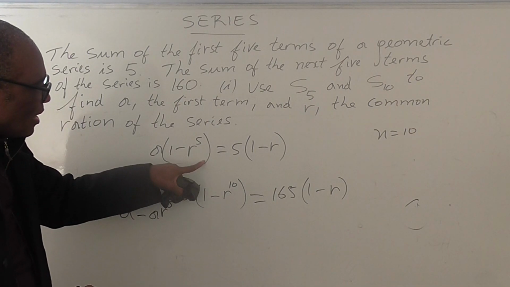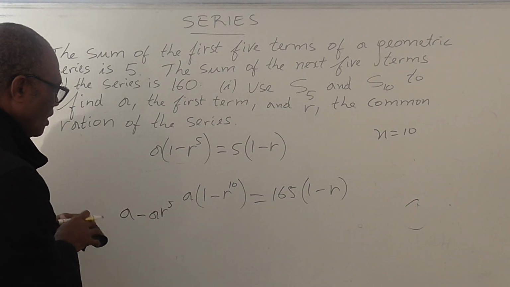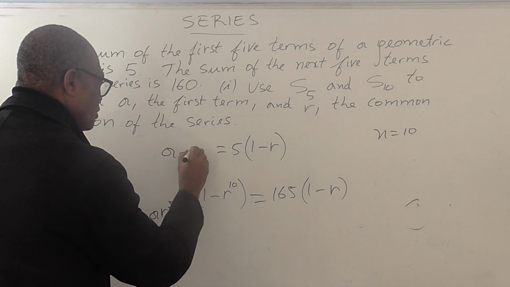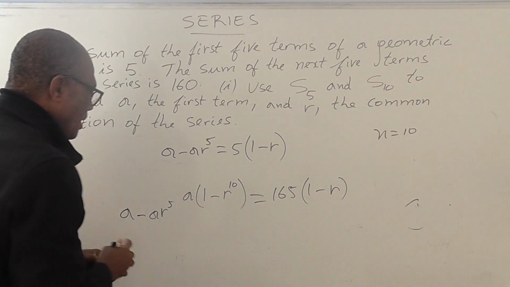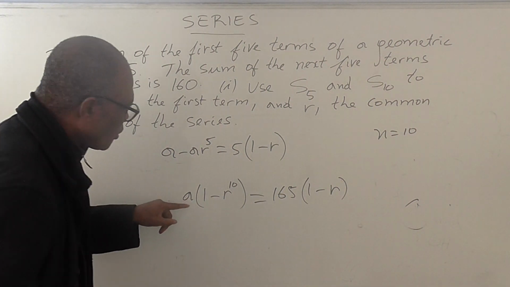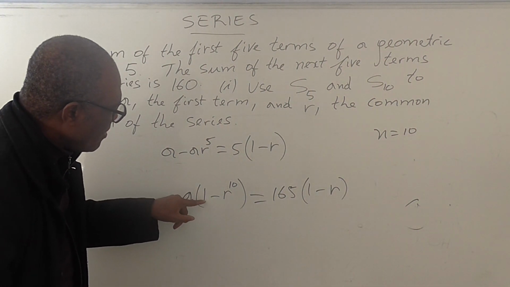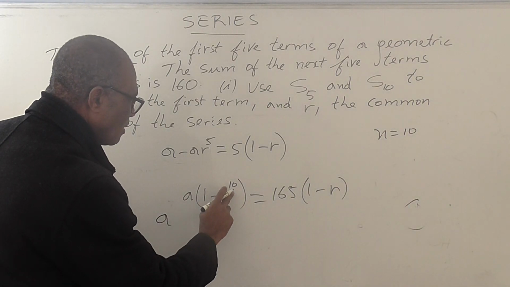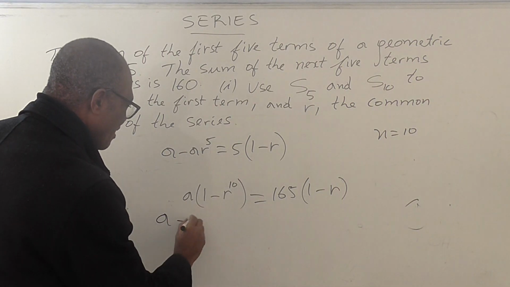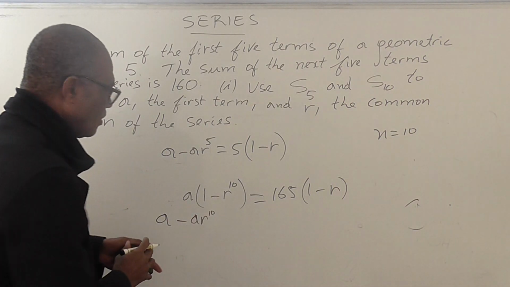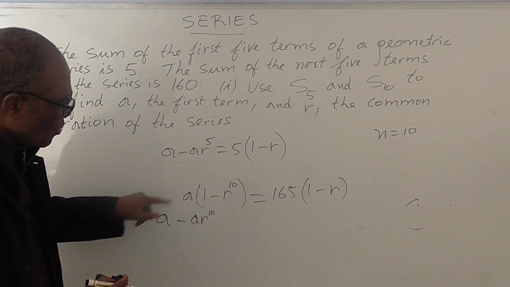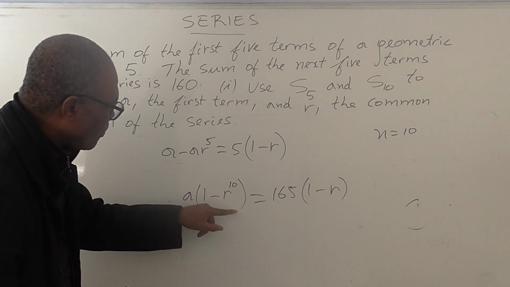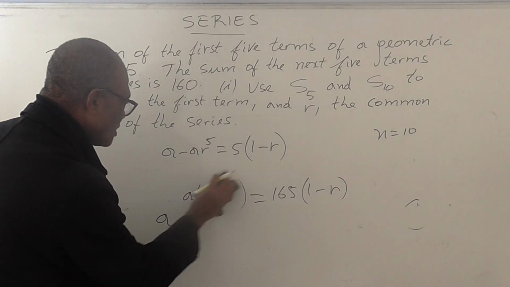It's what I'm going to put there. I put this here. So I write A minus A R^5. And then the same, I multiply here. A multiplied by 1, I get A. A multiplied by minus R to the power 10, I get minus A R^10. Okay, this is what I got from multiplying this by the bracket. I'm going to put it here.